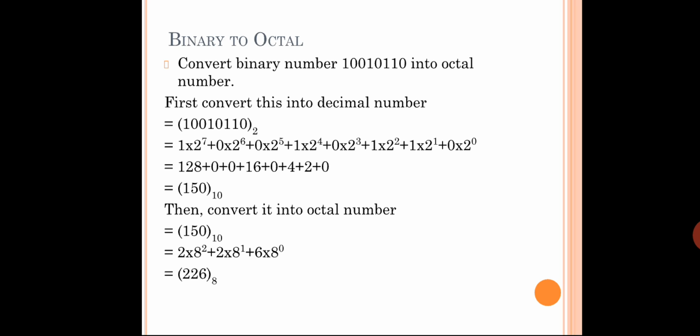From right hand side, 0 into any number is 0, 1 into 2 is 2, 1 into 4 is 4, 0 into anything is 0, 1 into 2 to the power 4 is nothing but 16, 0 into anything is 0, 0 into anything is 0, 0 again, 1 into 2 to the power 7, 2 to the power 7 is nothing but 128, 128 into 1 is 128. So add up all the values, ultimately you are going to get the value as 150. So obviously that means the binary number in the given question is nothing but 150 in decimal. So after getting 150, you have to convert it to octal number.